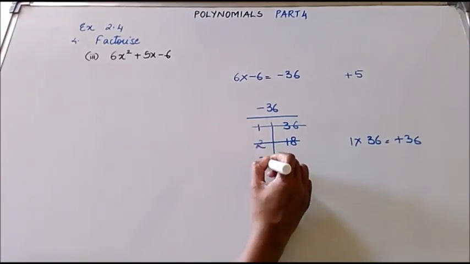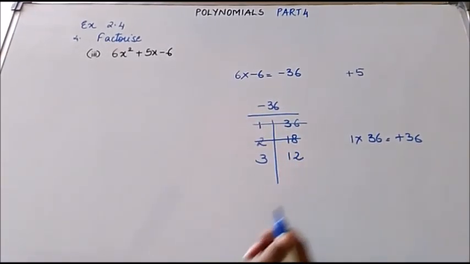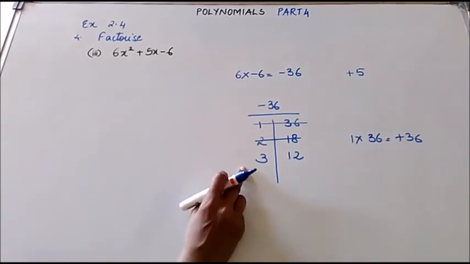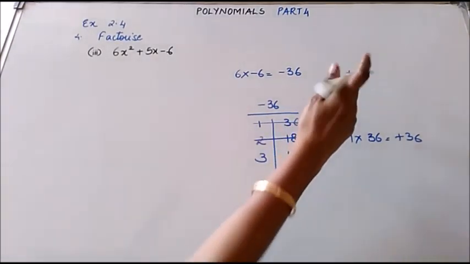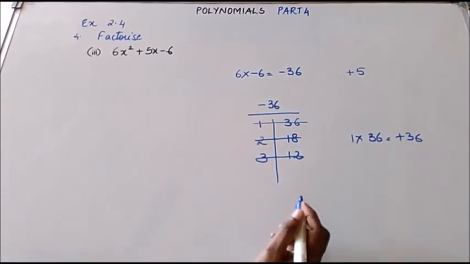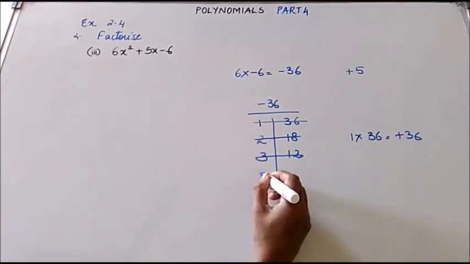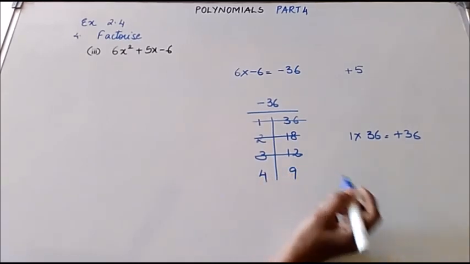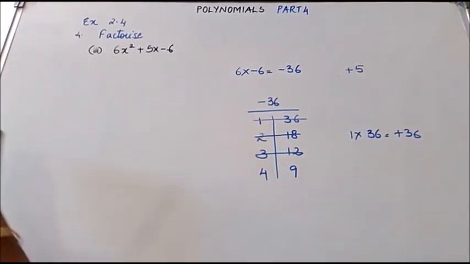Next we can write 36 as 3 into 12. Here also we find that when you subtract 3 and 12 we will not get 5. Hence we cannot take even this factor. 36 could also be written as 4 into 9. Now when we subtract 4 and 9 we will get 5.